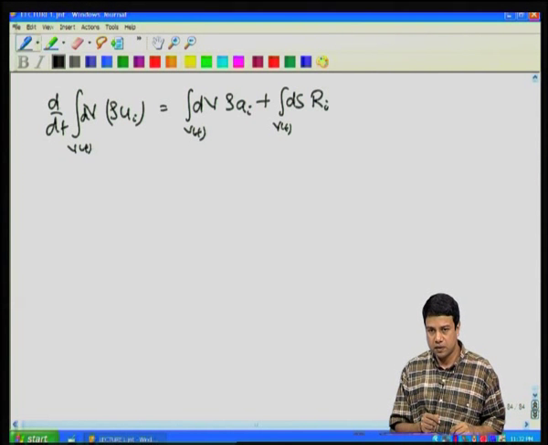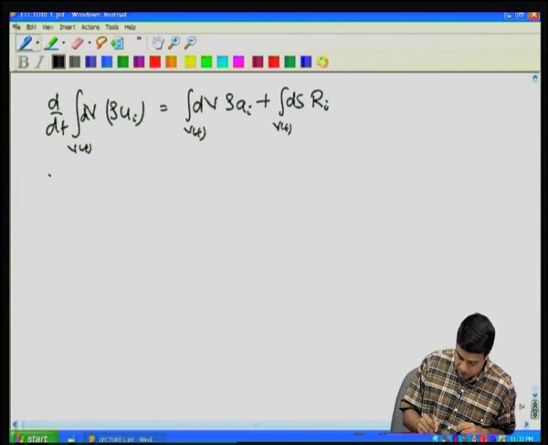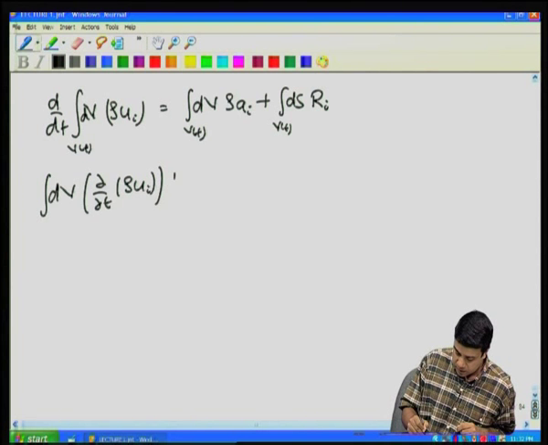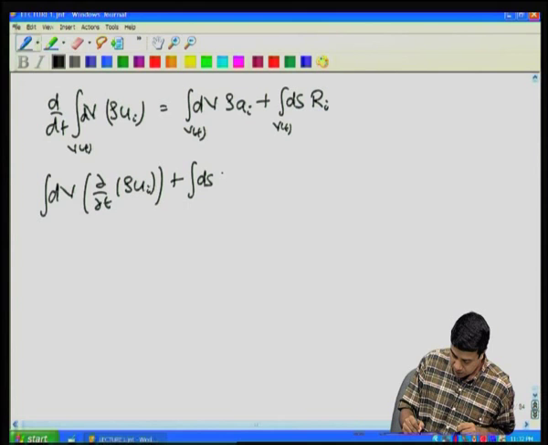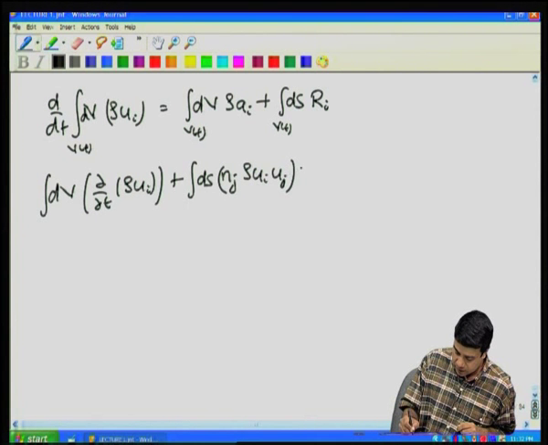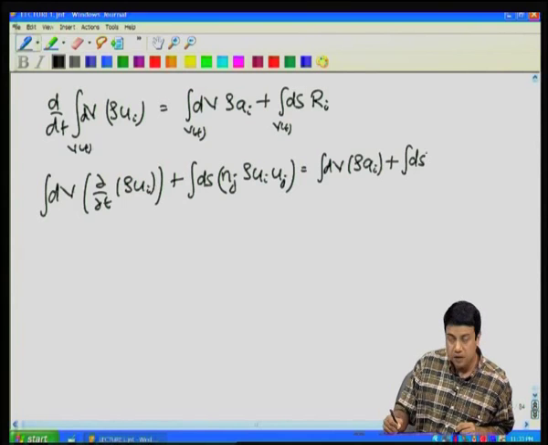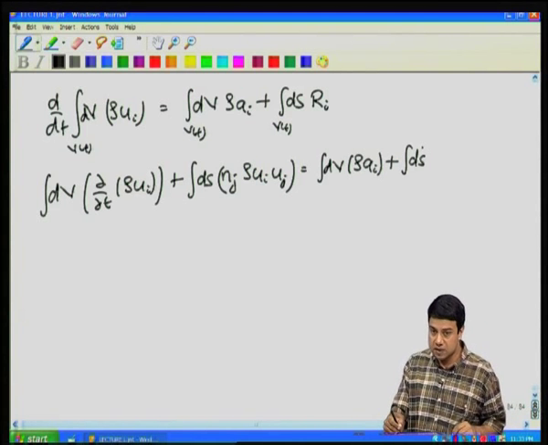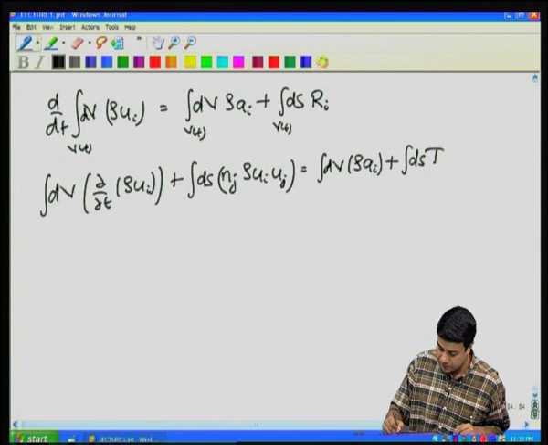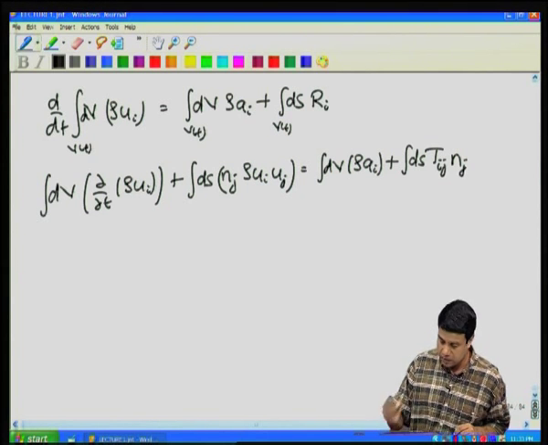Expand this out using the Leibniz rule on the left hand side: integral dV of ∂/∂t of ρu_i, plus integral over the surface dS of n_j ρ u_i u_j, is equal to integral dV of ρ a_i plus integral dS. Now, we write this in terms of the stress tensor dotted with the unit normal, T_ij n_j.